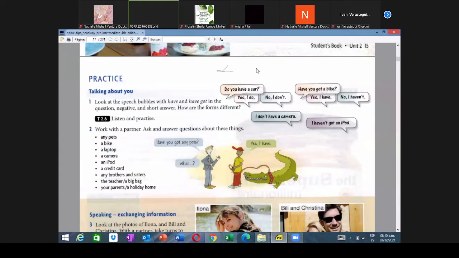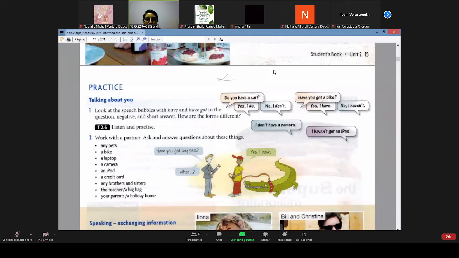How are the forms? Somebody please. I don't know what happened.